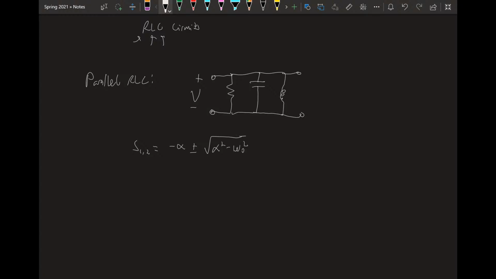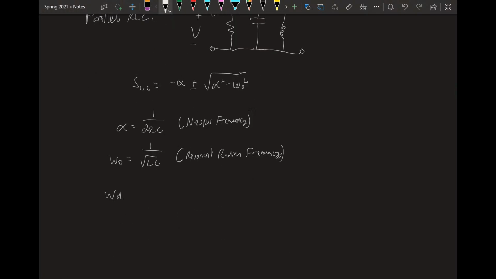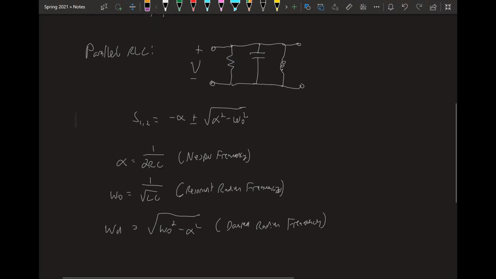And you may ask, what are these strange symbols? Alpha is 1 over 2RC. This is referred to as the Neper frequency. Omega naught equals 1 over the root of LC, known as the resonant radian frequency. And omega d, while not in the original one, comes up later, is equal to the root of omega naught squared minus alpha squared. Basically the opposite of this. It's called the damped radian frequency. And keep in mind, these slightly change for the series circuit. This is for the parallel.